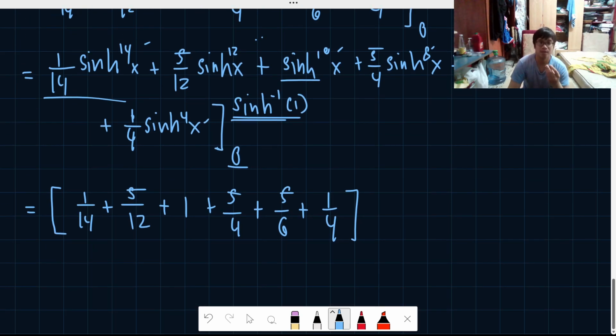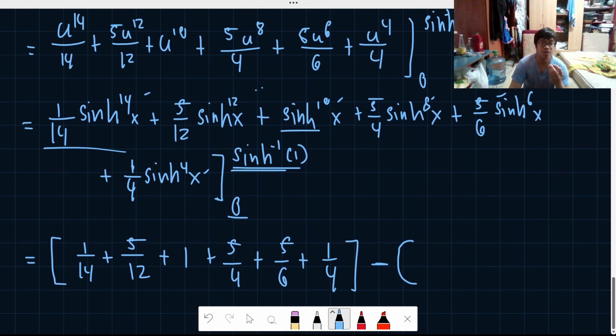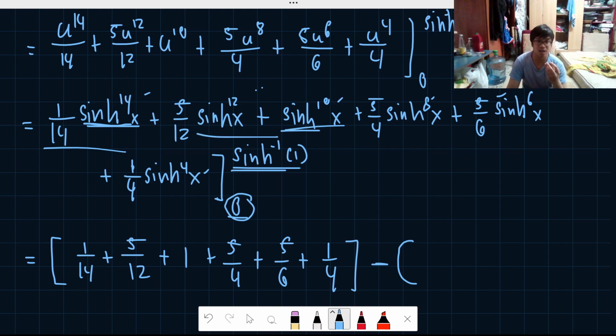Okay, good. Now, we have a lower limit of 0, so we will have minus, and then we substitute 0 for this hyperbolic sine function. If you substitute 0 in these hyperbolic functions, the answer would be all 0. Let me check, I could be wrong. Let me just use my calculator for a second.